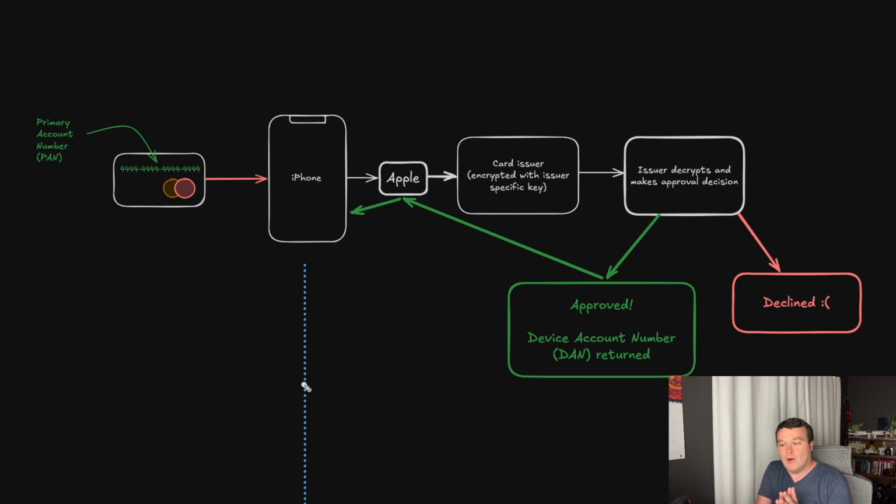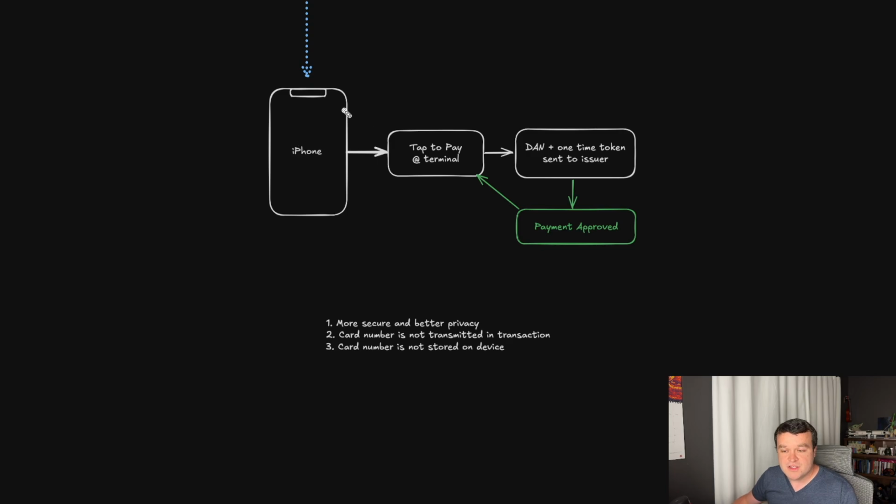So that is how Apple Pay works when you scan your card to add it to your device. But what happens when you use it to pay? You have your phone, it's got your card in the secure element, you tap to pay at the terminal, and that device account number, which is again unique to your device, so even if somebody had a different device and copied your account number, they can't do this. This device account number, along with information that represents your device and a one-time token, is sent to the issuer.